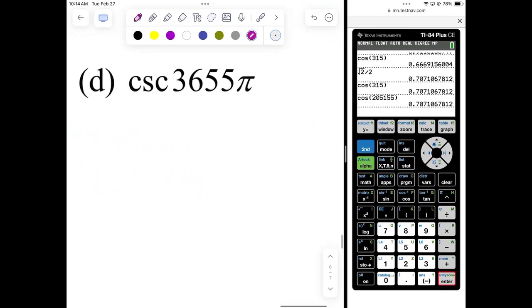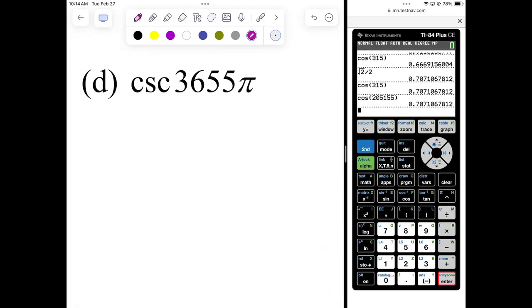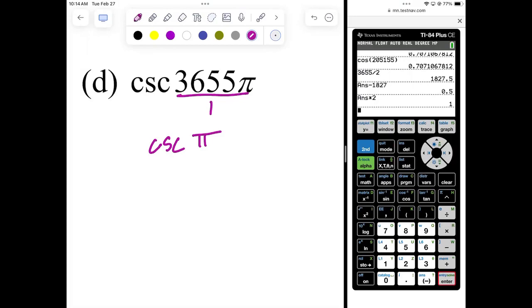All right. Cosecant of 3,655 pi. That's more than one rotation. Let's go. 3,655 divided by what? If it's all over 1, we should divide by twice the denominator, which is 2. 1827 full rotations, so minus 1827. Remultiply by 2, and we get 1. So cosecant of 3,655 pi is equal to cosecant of 1 pi.